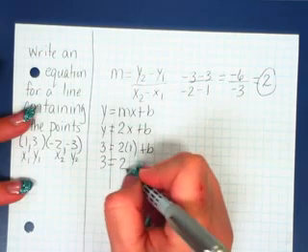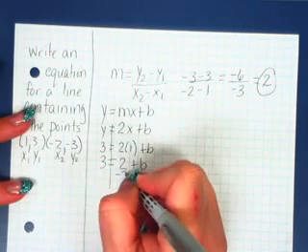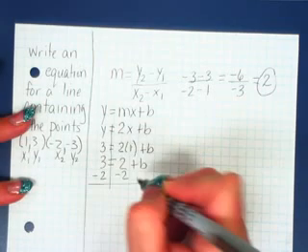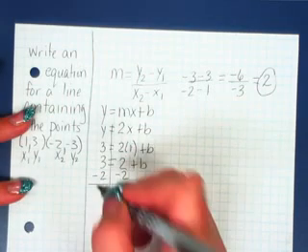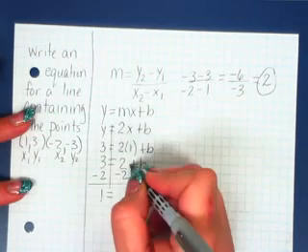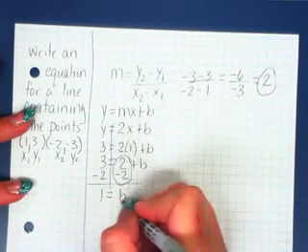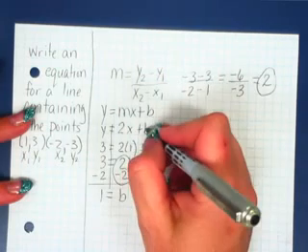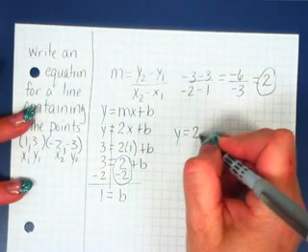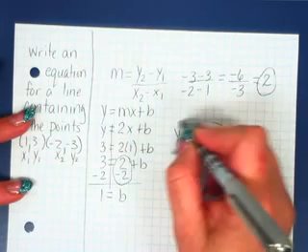2 times 1 is 2. Opposite operations. Positive 2, we subtract from both sides. 1 equals, that's a 0, and we're left just with a b, so we know b is 1. So we come right back in here. y equals 2x plus 1, which is the b.